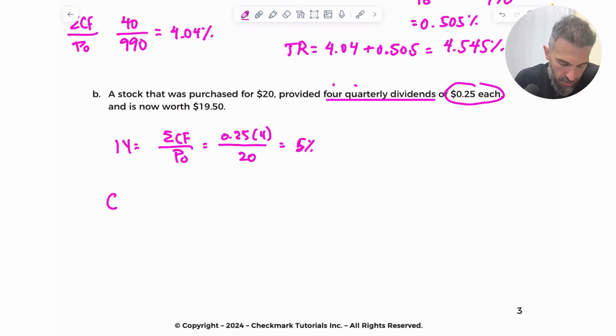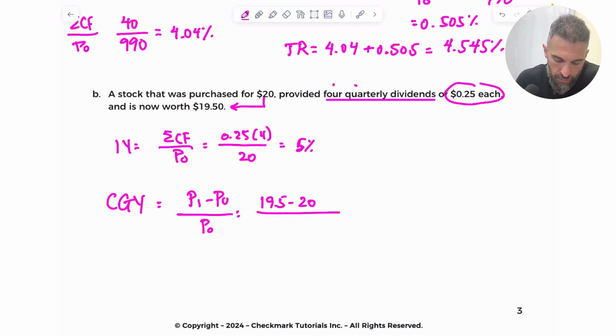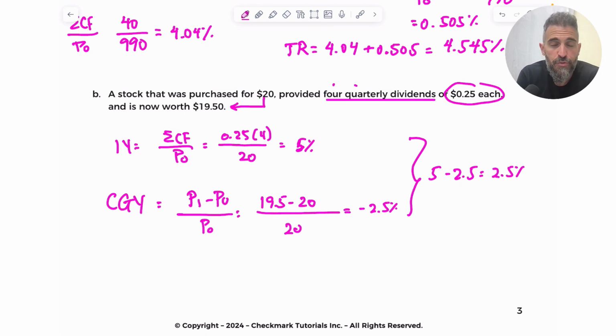For the capital gain yield, we actually lost money. You see, we went from $20 to $19.50. So you'll see here a capital loss. Still the same formula, P1 minus P0 over P0. P1 is 19.50. P0 is 20 over 20. So this is negative 2.5%. So you had a capital gain yield of negative 2.5%. In other words, you had a capital loss of 2.5%. So when you put the two together, 5 minus 2.5, your total return on investment was 2.5%.